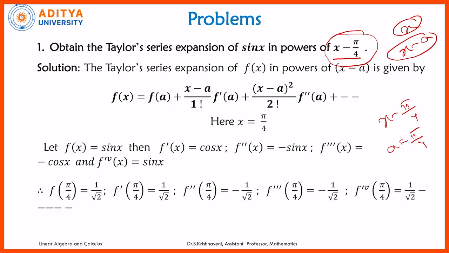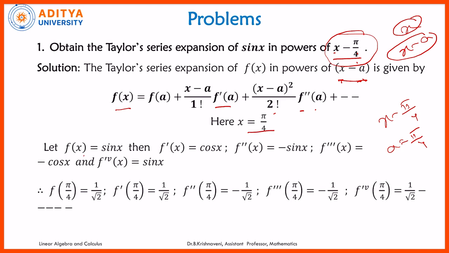And we know the Taylor series expansion in powers of x minus a, because in this question we need x minus pi by 4, that is the x minus a form. So the Taylor series is given by f of x is equal to f of a plus x minus a by 1 factorial into f dash a plus x minus a whole square by 2 factorial into f double dash a plus so on. And clearly here a is equal to pi by 4.